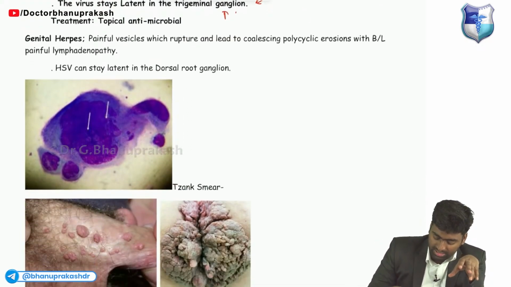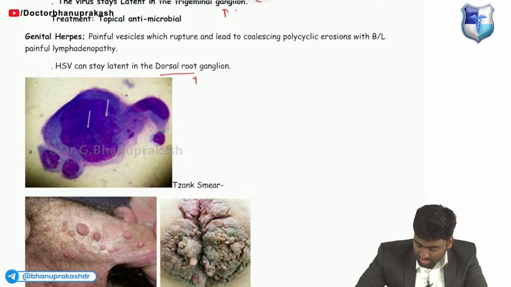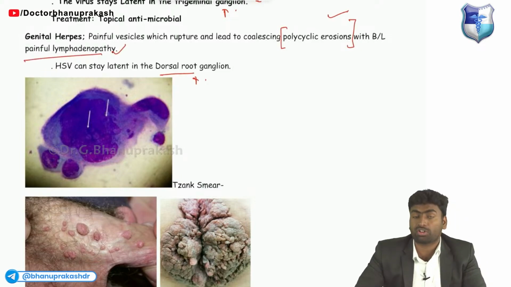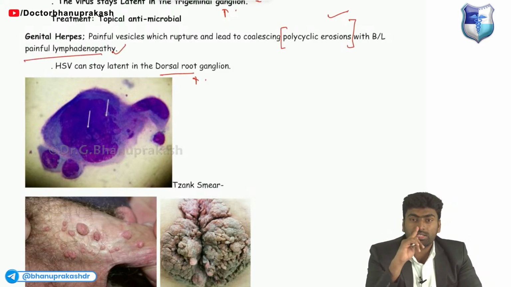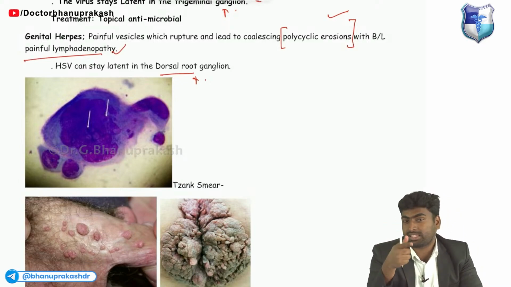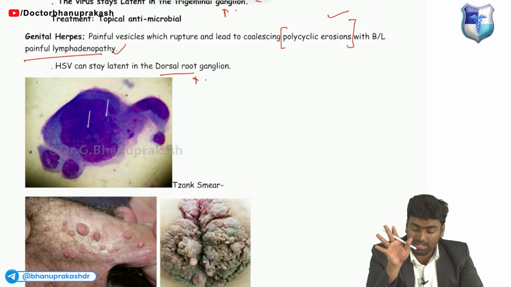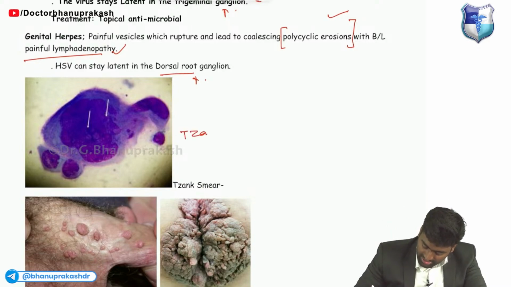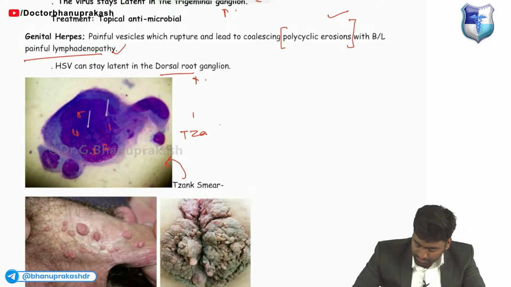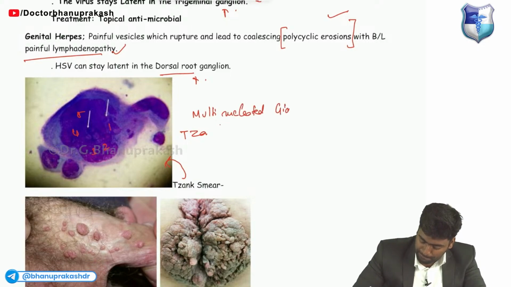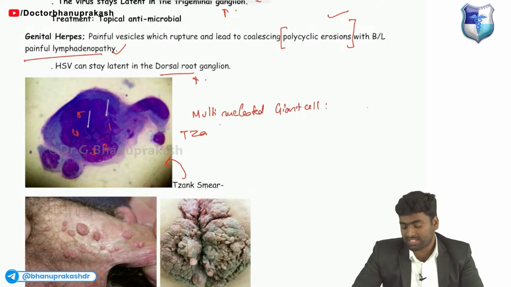In genital herpes also, the virus can remain dormant. This produces polycyclic erosions with bilateral painful lymphadenopathy. There are two painful ulcers: one is Chancroid, the next one is HSV. HSV produces polycyclic erosions, whereas Chancroid produces a very friable ulcer. On Tzanck smear, you will be able to see multinucleated giant cells.